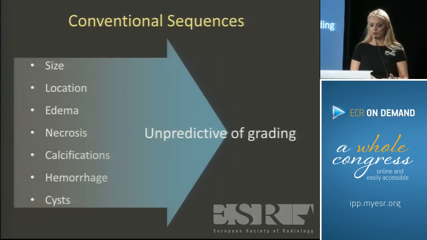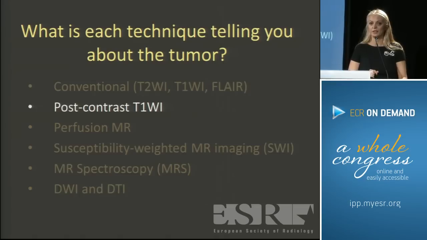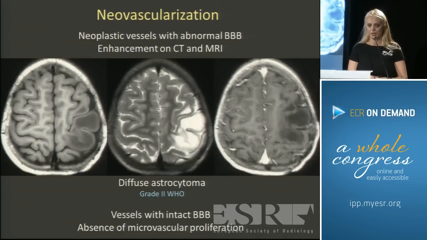Neither size nor location, edema, necrosis, calcification, hemorrhage, nor cyst. Based on this, you cannot predict if this is a malignant or benign lesion. So it's obvious that we need something more. So the next step would be a gadolinium-enhanced study, which I know you all do. What does it mean? What am I looking for in a post-contrast scan?